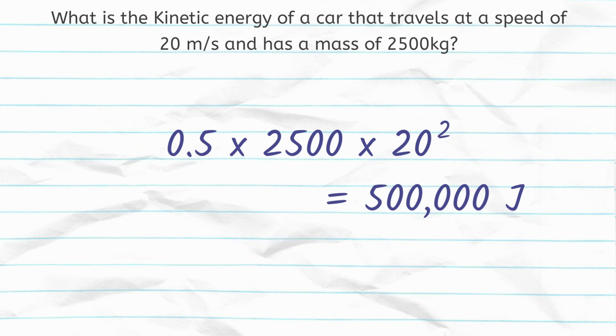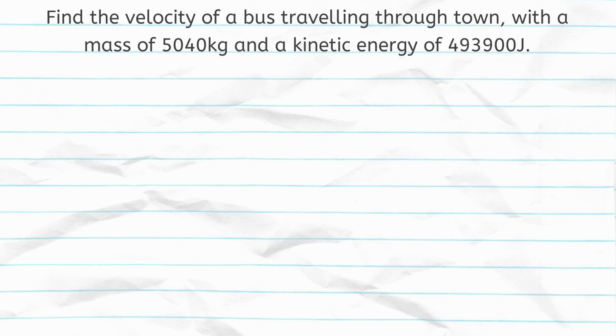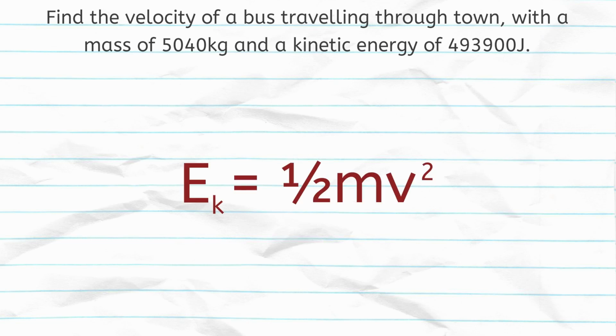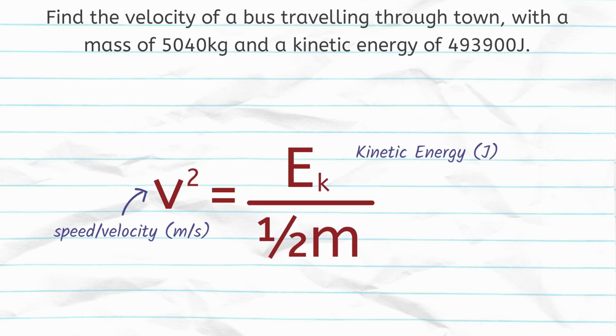Let's look at another question. This one is slightly different. Find the velocity of a bus traveling through town, with a mass of 5,040 kilograms, and a kinetic energy of 493,900 joules. To work this out, we have to rearrange the equation.